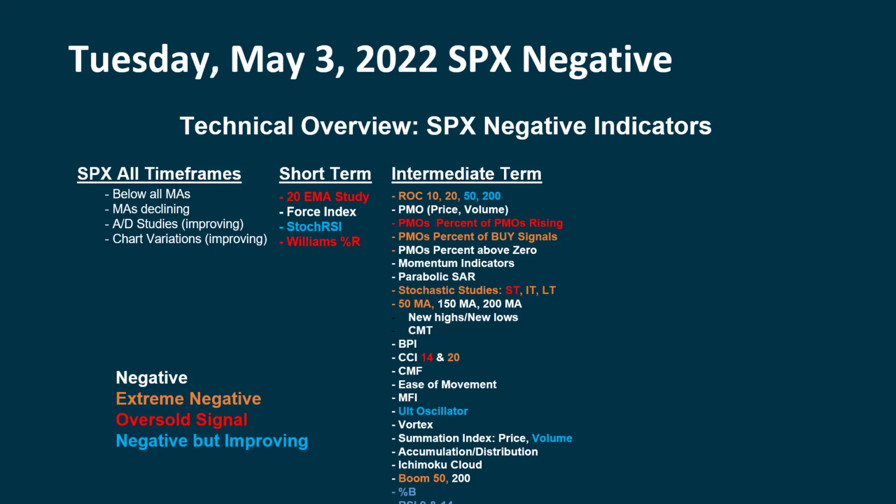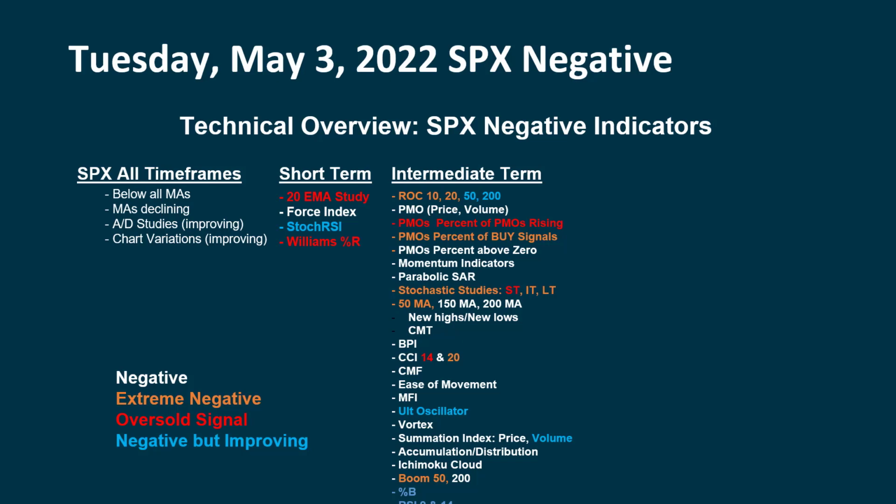The PMOs, with those that are rising inside the S&P, they're bouncing up after giving an oversold reading. Those that are giving buy signals continue to advance and are extreme negative. The PMOs that are above zero, momentum indicators, and the parabolic SAR continue to be negative. The stochastics, the short term is bouncing, but the intermediate term and long term are still extreme negative.